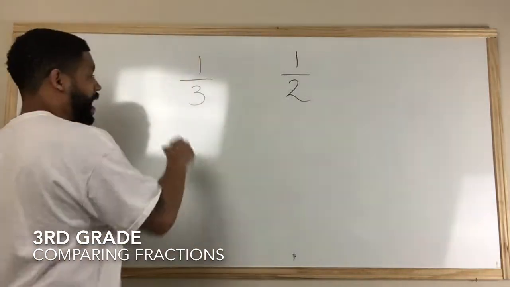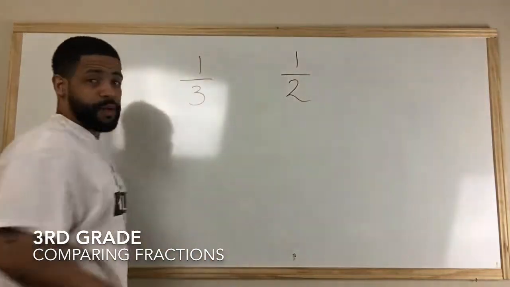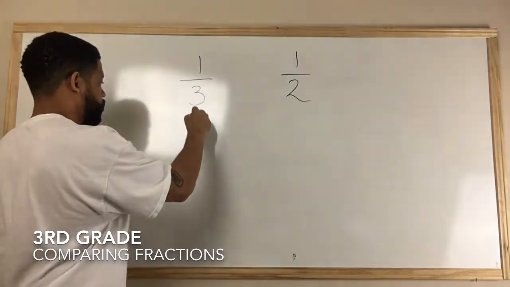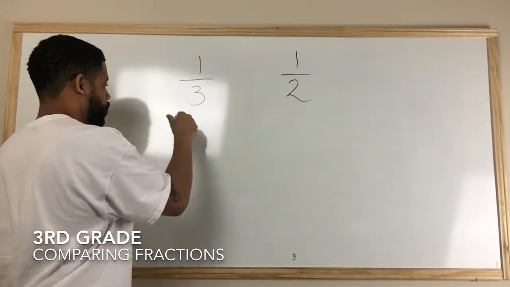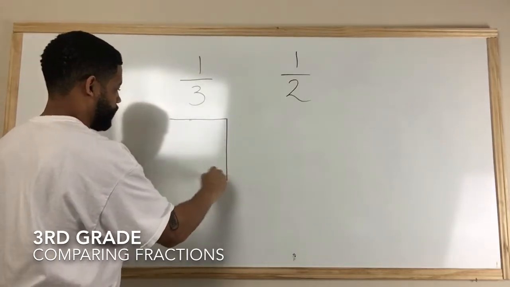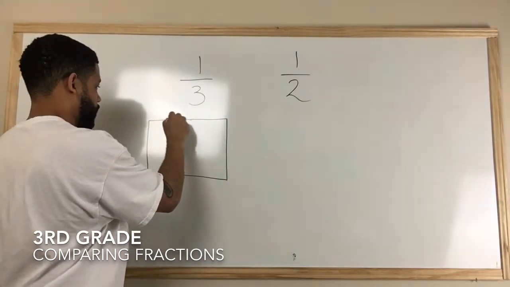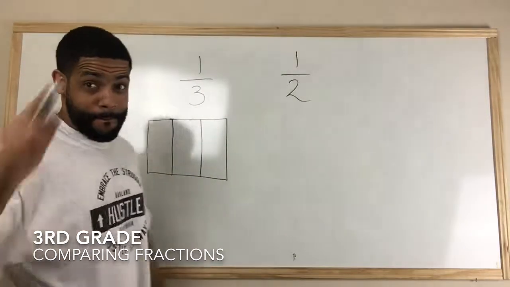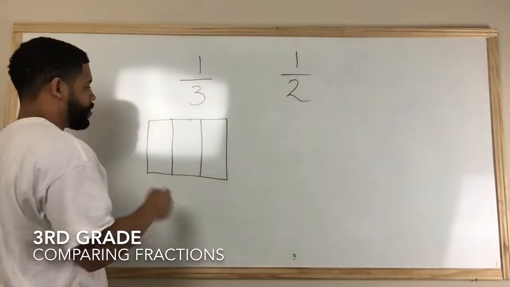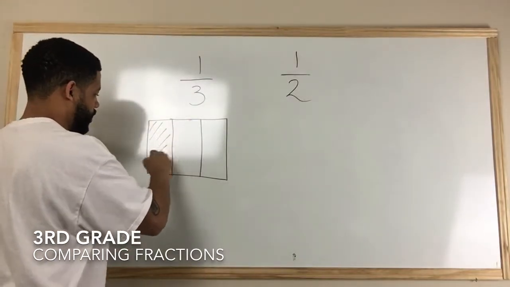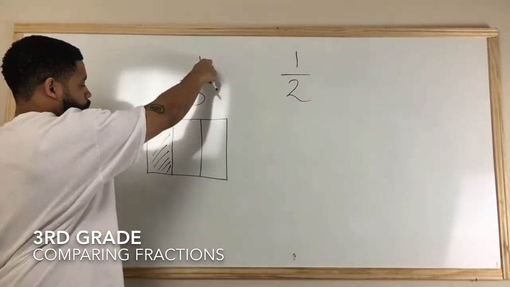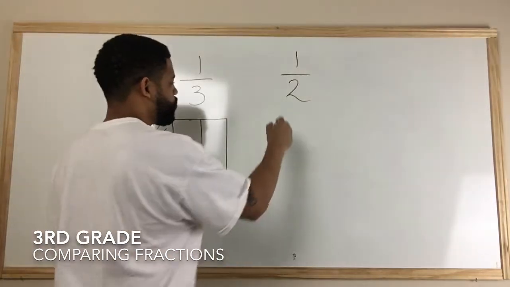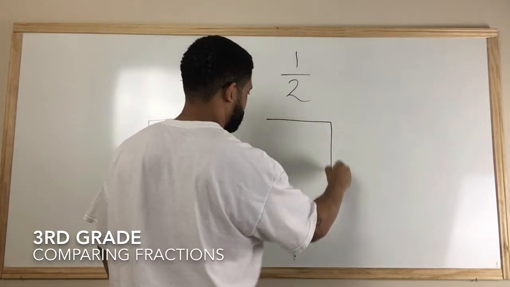So if I have 1/3, remember, for 1/3, there's going to be 3 total pieces. So we're going to draw, let's go rectangle this time, okay? And once again, as always, we pretend that my rectangles are perfect. So 1/3, let's go ahead and shade in one part out of the 3 total pieces. Remember, these pieces are the same size. But then we have 1/2.